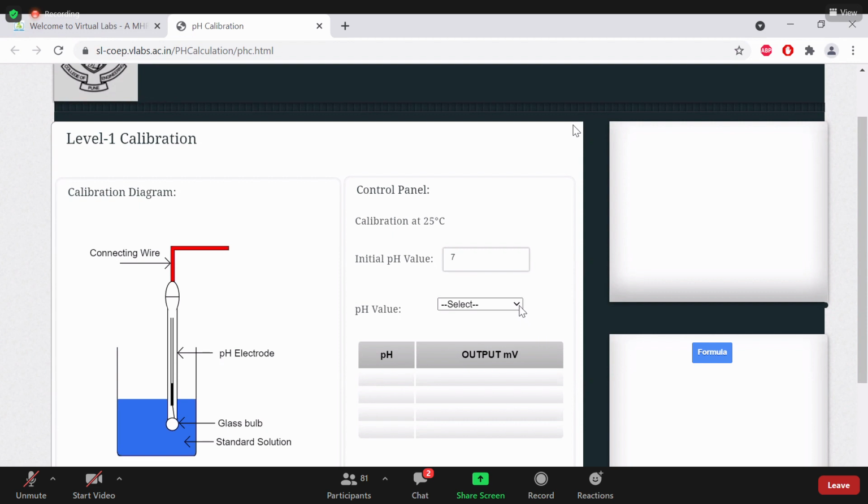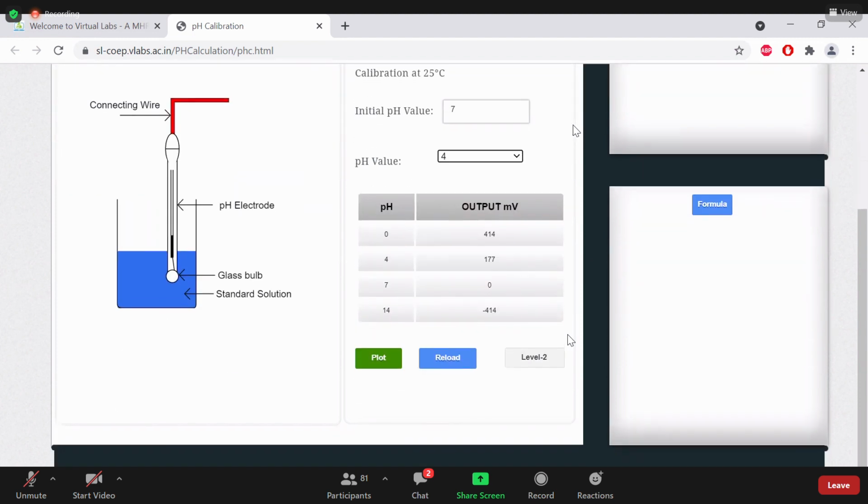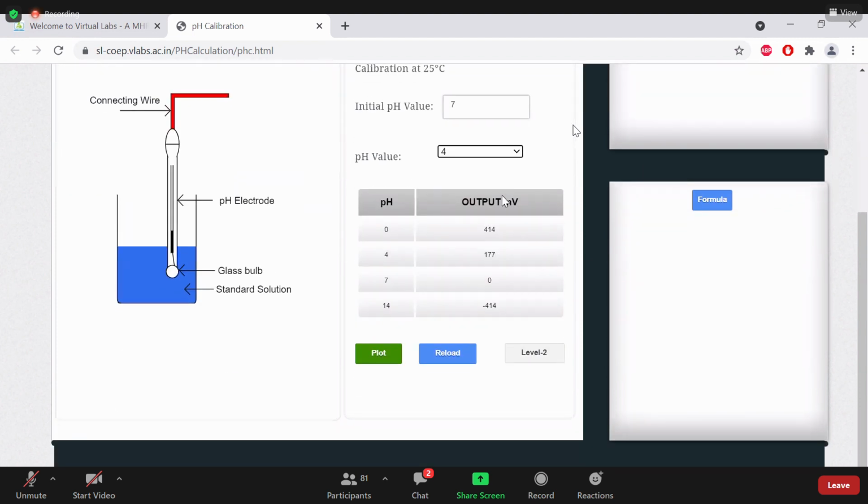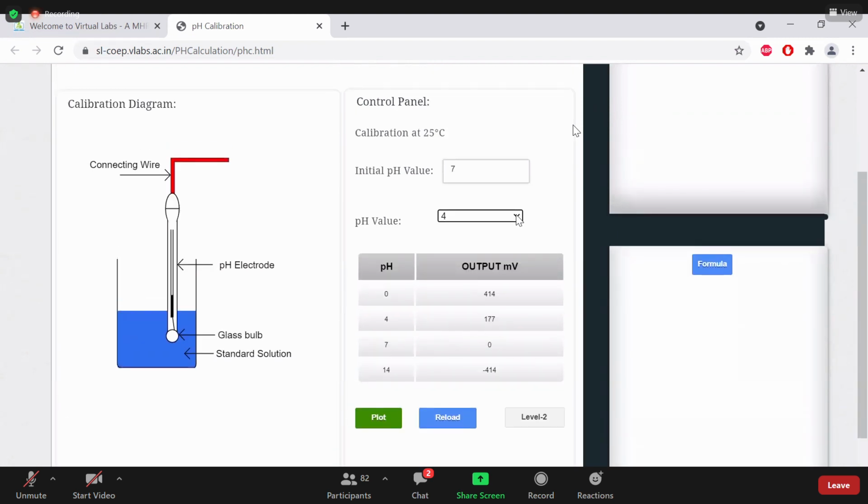Then choose an acid. Okay. And the output will be in millivolts. These are the millivolt outputs. And if you choose the 9.2 alkaline liquid, the outputs will be like this.